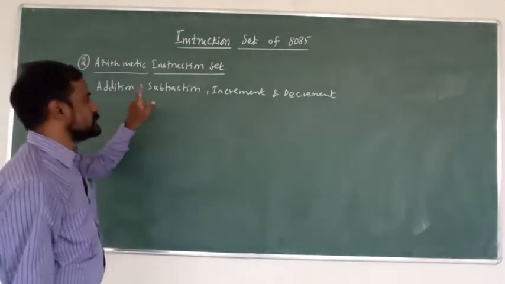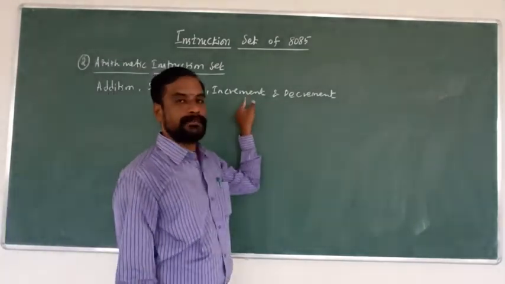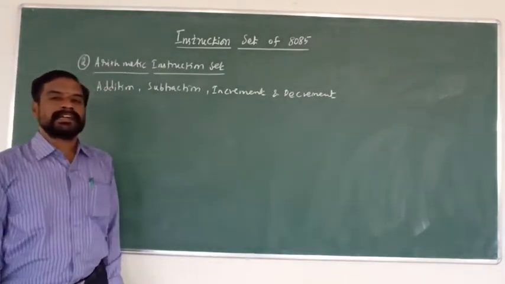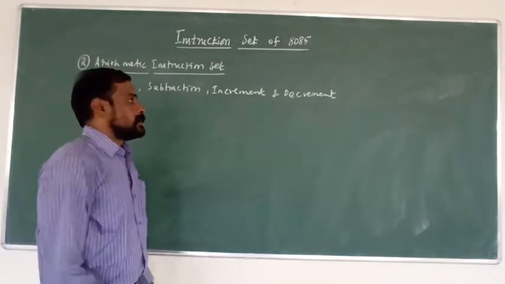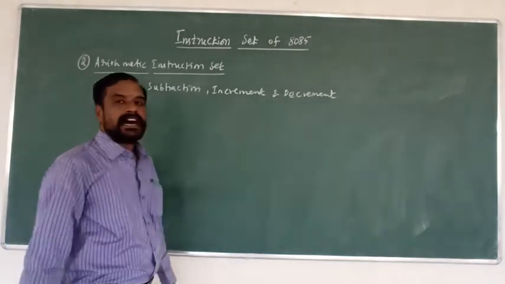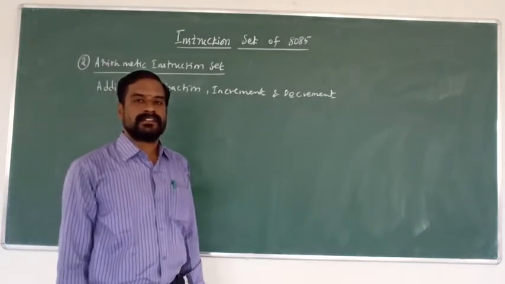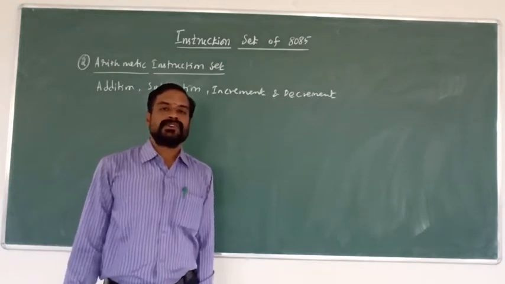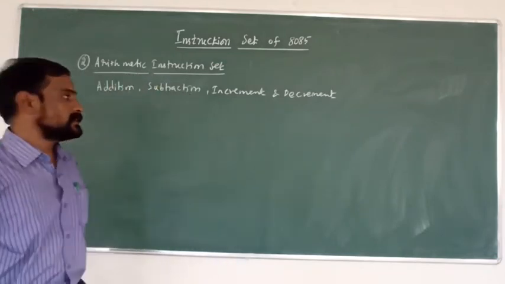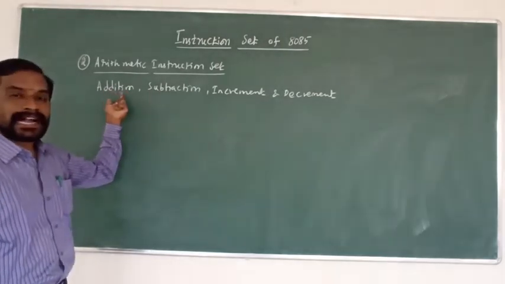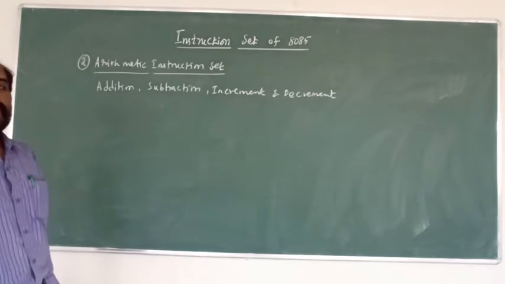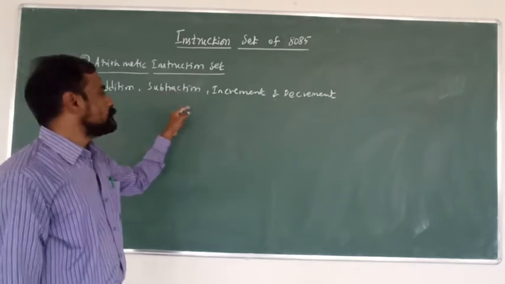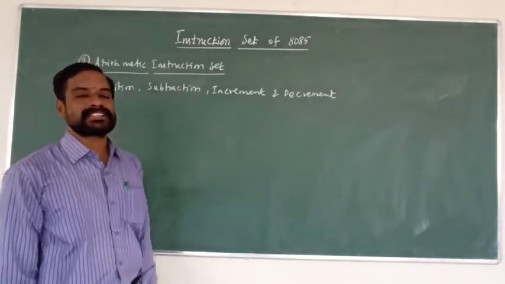Number 1, addition. Number 2, subtraction. Number 3, increment. Number 4, decrement. Here there is no separate instruction for multiplication and division. Then how to multiply two data and how to divide two data? For that we have to use the repeated addition concept for multiplication. In division we have to use repeated subtraction.